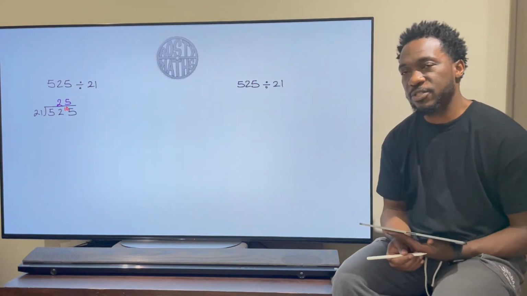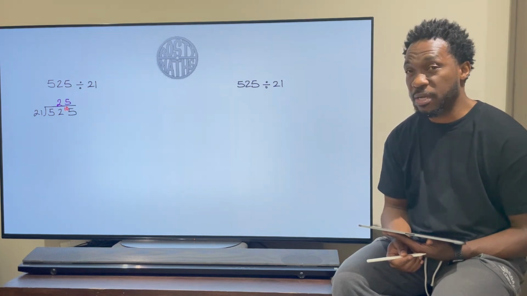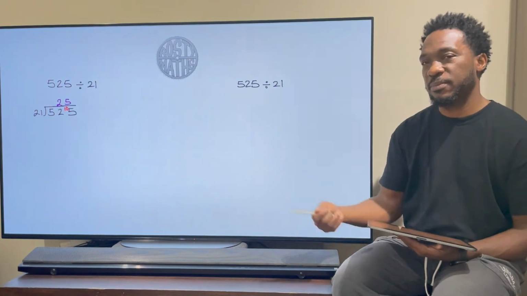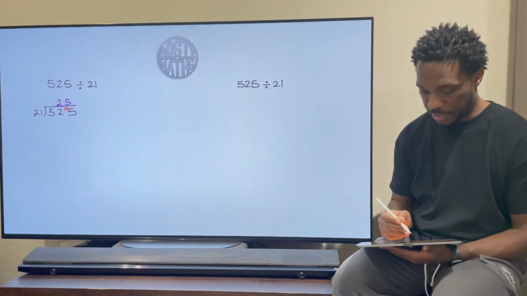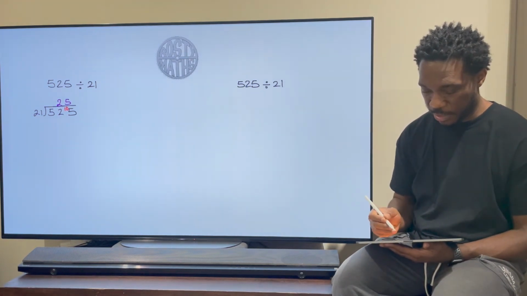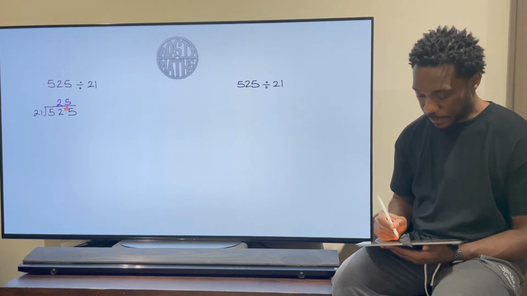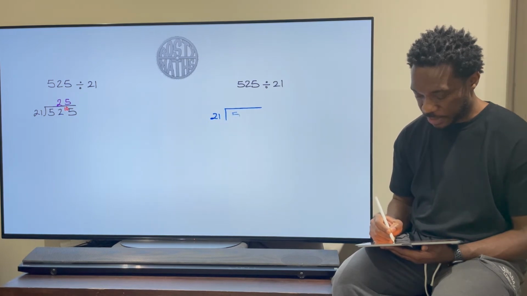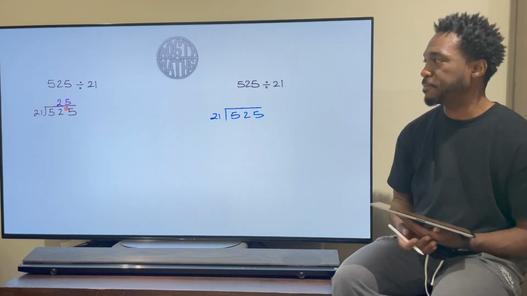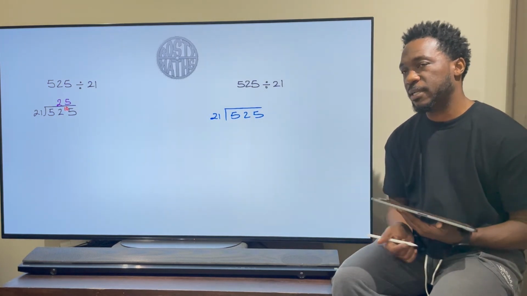Now let's go into what is going to be a longer method if this one was a bit problematic for you. This method is called the chunking method. This one is going to be a little bit longer than what we've just done. The same thing, we're going to have our 21 there, and then we have our 525 here. And now we're going to work down the bus stop method.